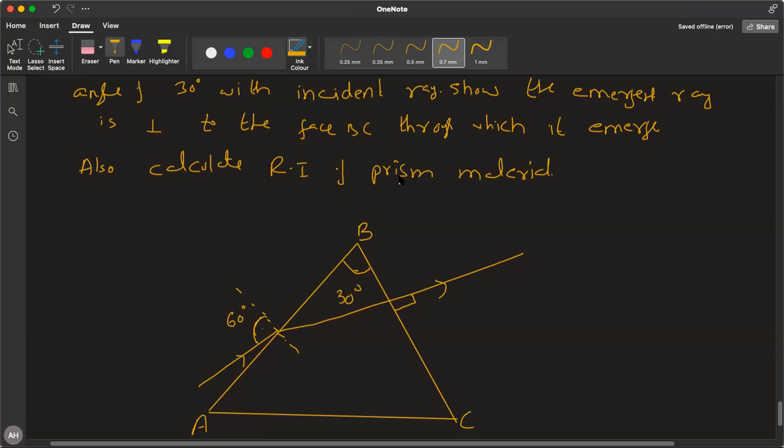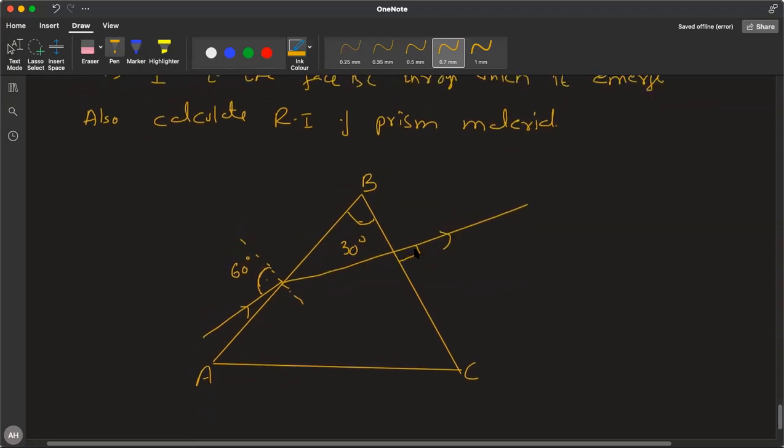So everyone have written. You have to prove that this ray is perpendicular. If this ray is perpendicular to the face BC, Amalia, can you tell how much is this angle of emergence? If the emergent ray is perpendicular to the face, how much is the angle of emergence? 90 degree. Okay.